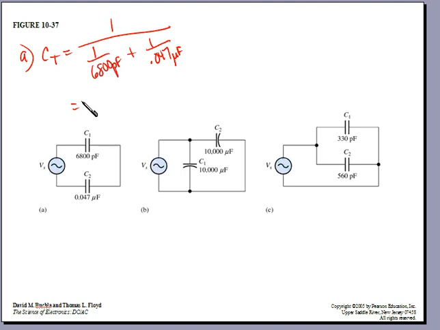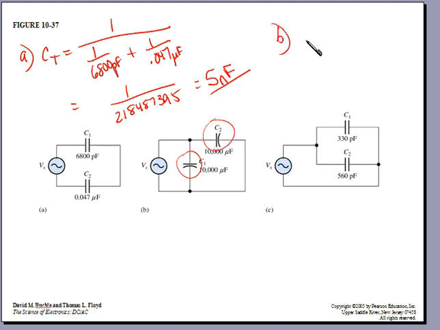let's see, 6,800 EE negative 12, 1 over x, plus 0.047 EE negative 6, 1 over x, equals. So it's 1 over 218487395, which is equal to, press the 1 over x key, 1, 2, 3, 4, 5, 6, 7, 8, 9, about 5 nanofarads. The next one, this is a parallel.